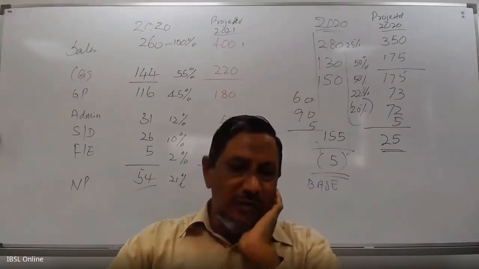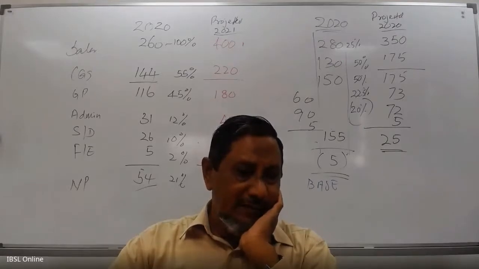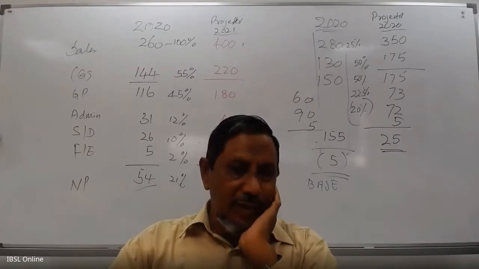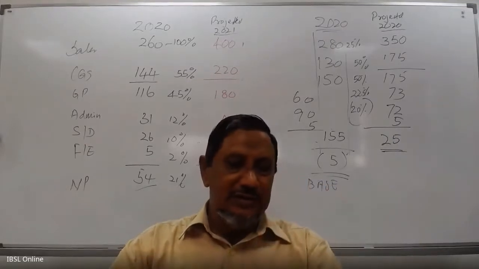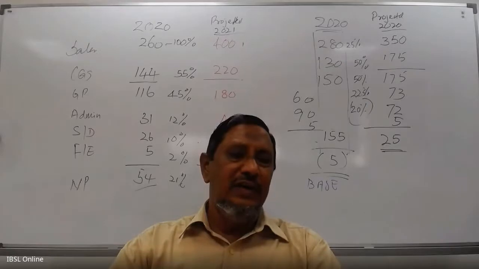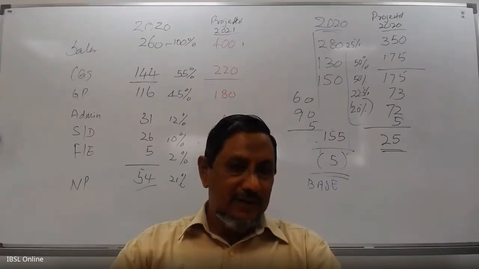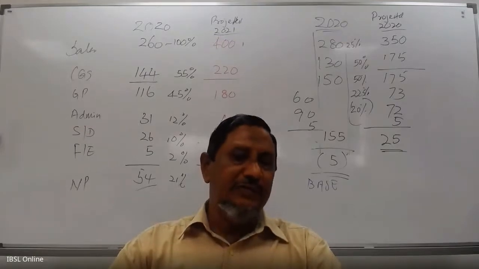Are you aware of these ratios? Inventory holding days, debtors collection period, creditors payment period. These are activity ratios. Now we apply these activity ratios to calculate the investment, how much investment is needed for the business. Shall I work out this?